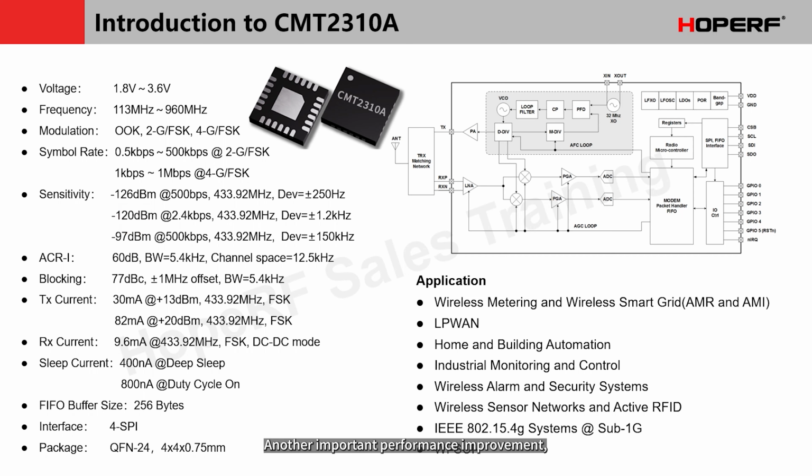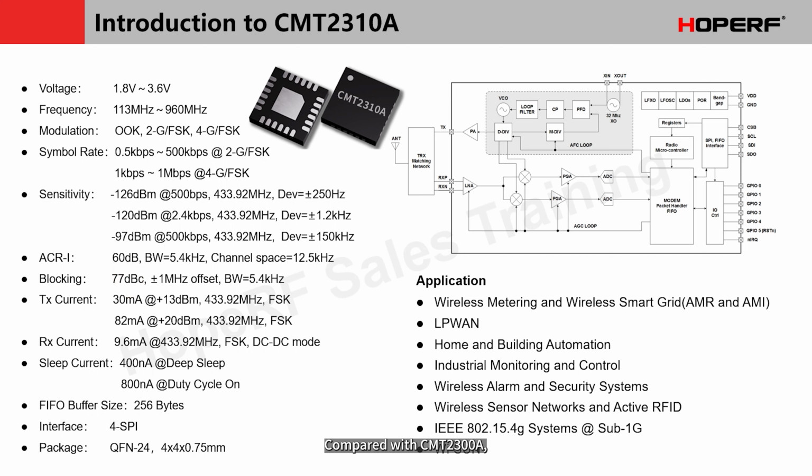Another important performance improvement is reflected in the chip's out-of-band suppression performance. For example, the adjacent channel rejection ratio ACR/I with a bandwidth of 5.4 kHz and a signal bandwidth of 12.5 kHz. The typical value is 60 dB. And the blocking metric is also very good. At plus or minus 1 MHz offset with a bandwidth of 5.4 K, its suppression effect is 77 dB.